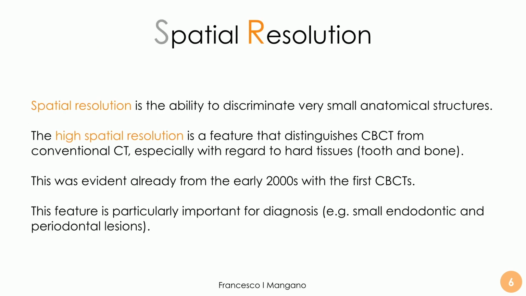And spatial resolution is the ability to discriminate very small anatomical structures. So high spatial resolution is a feature that distinguishes cone beam computed tomography, for example, from conventional medical CT, particularly with regard to the hard tissues, so teeth and bone. And this was immediately evident from the first studies we made in the early 2000s. And this is one of the most important features of cone beam computed tomography, because we have an incredible diagnostic potential. For example, we can discriminate very well small endodontic lesions or small periodontal lesions that were not possible to see even with the medical CT.